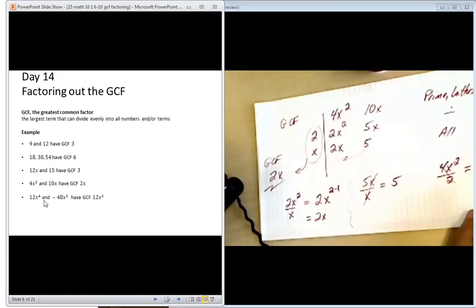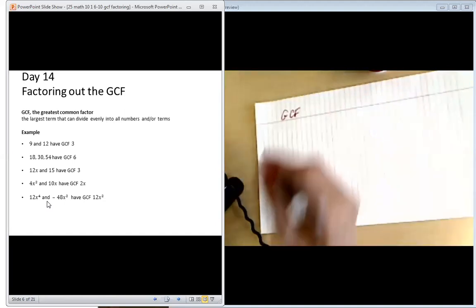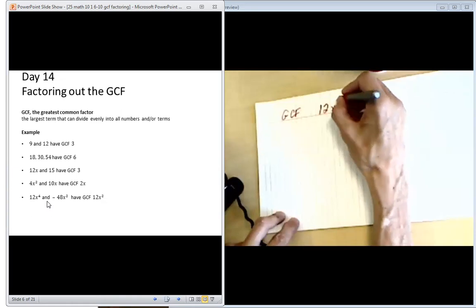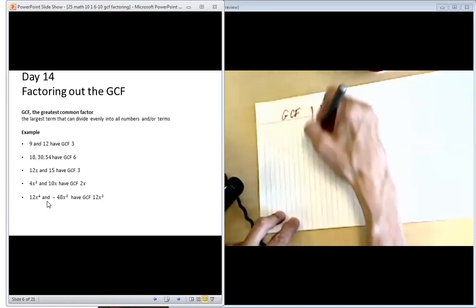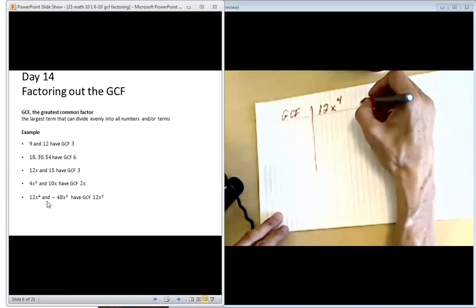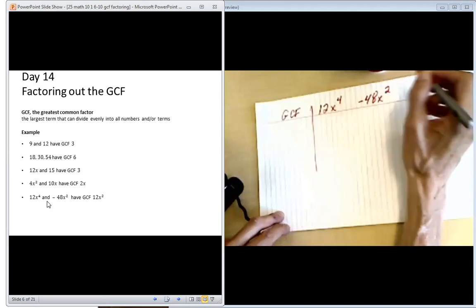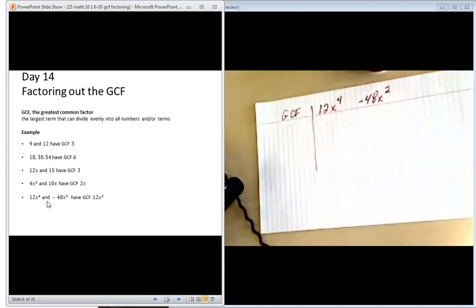This one down here. For you all in class, I'll put it on the screen. It's a little small here. We got 12x to the 4, and then we got minus 48x squared. So we got to keep track of the numbers, the letters, and also our pluses and minuses. Let's check that.